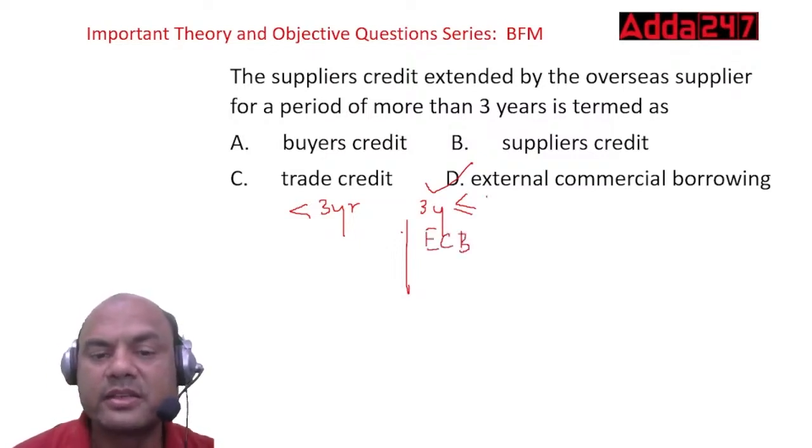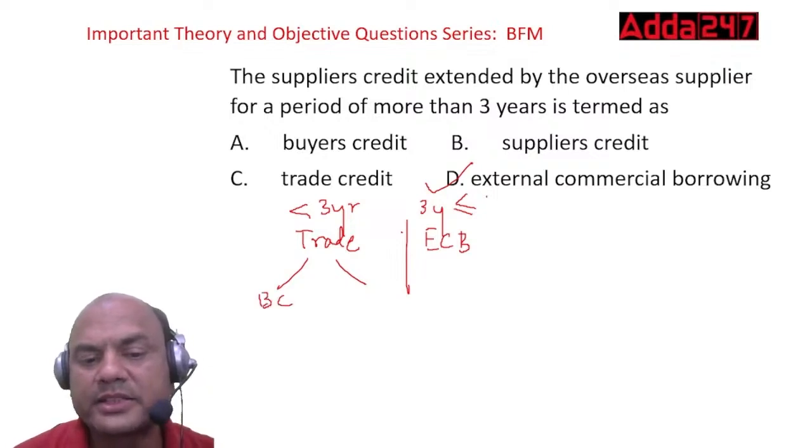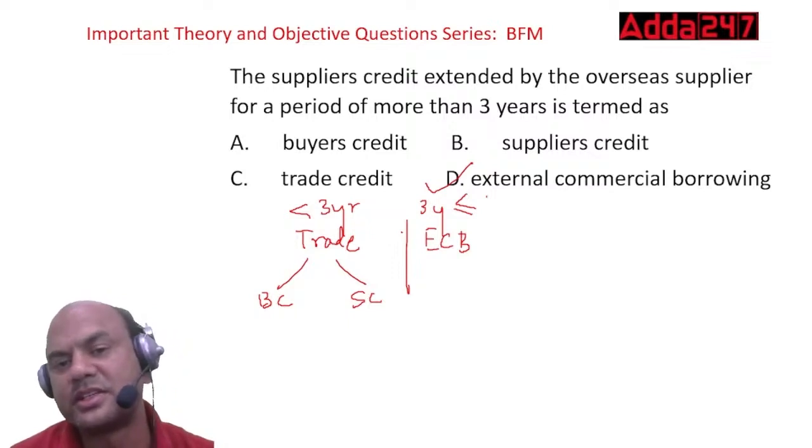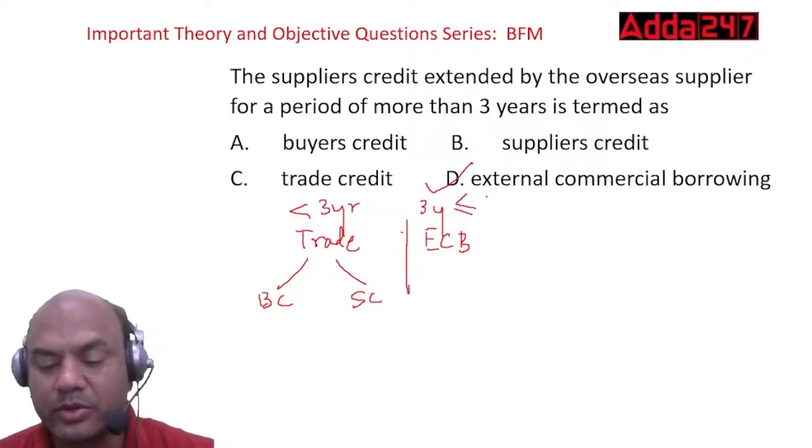And this is trade credit, trade. Now this trade credit is of two types: buyer's credit and supplier's credit. Okay, this is a basic classification between all these. So the answer over here is D, ECB, external commercial borrowing.